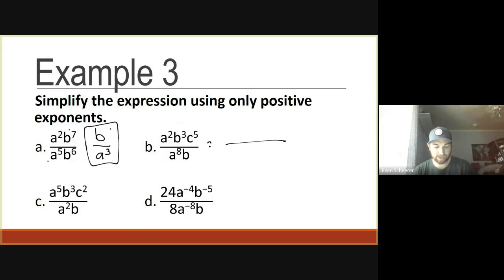So are there more A's on top or on bottom? There's more A's on bottom. How many more A's on bottom are there? There's 6 more. There's 2 on top, 8 on bottom. There's 6 more on the bottom.